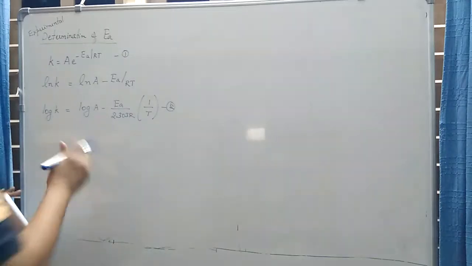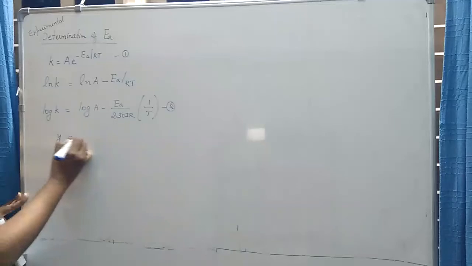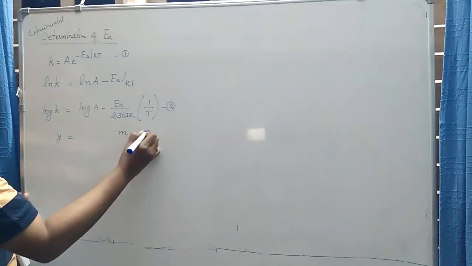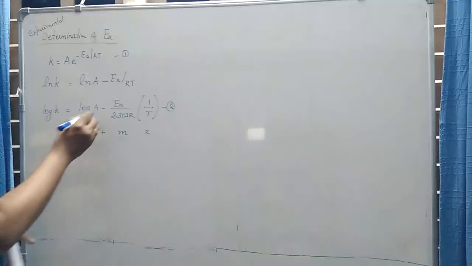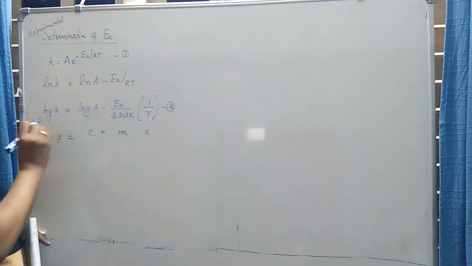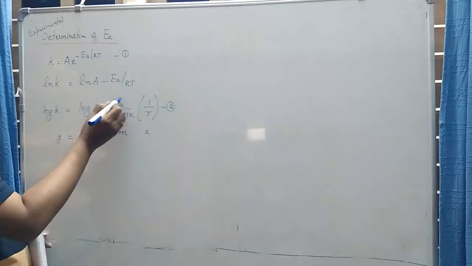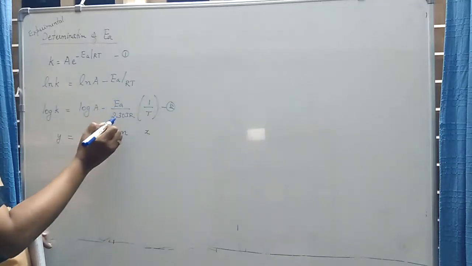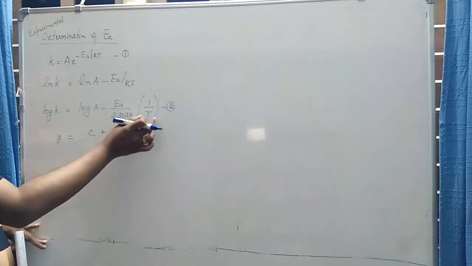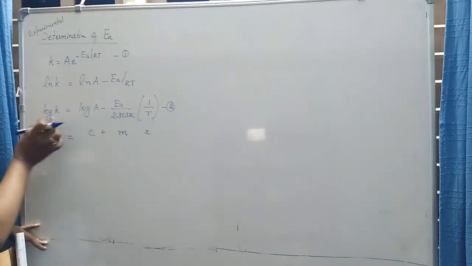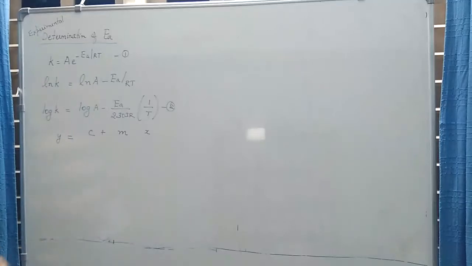If you carefully look at this equation, it is of the form y = mx + c. According to Arrhenius, A is a constant, so log A is constant, and the activation energy is also constant with respect to temperature, so this term is also constant. So you have only two variables in equation 2, log k and 1/T. As you change T, log k also changes. So this equation is of the form y = mx + c.